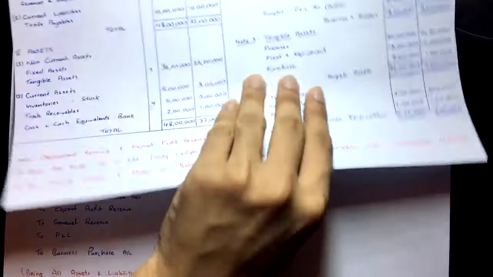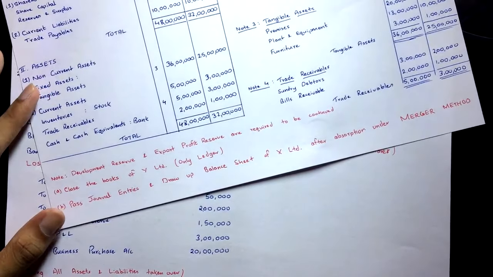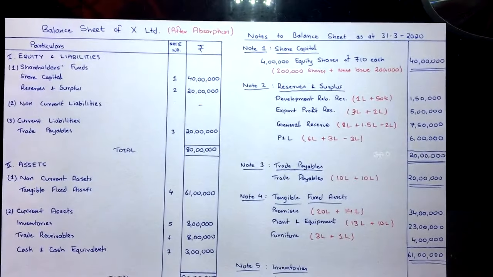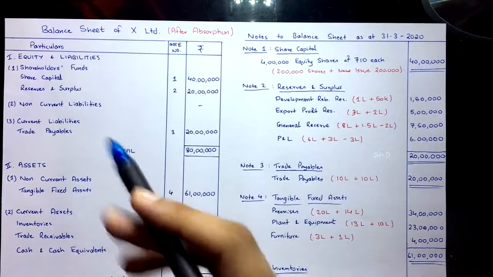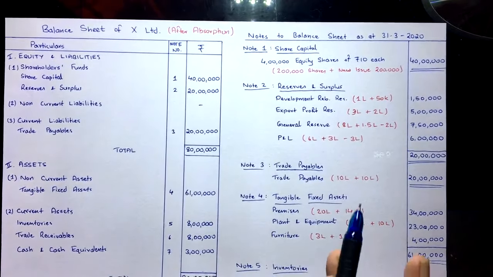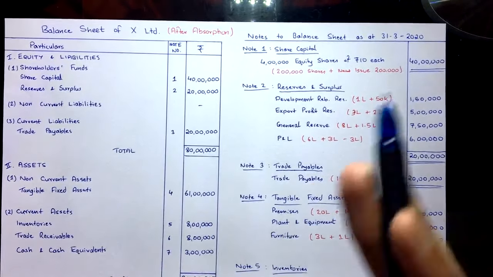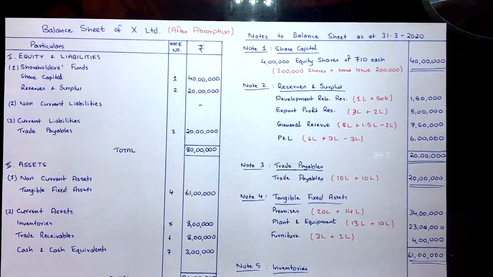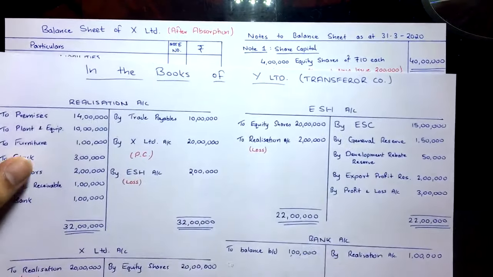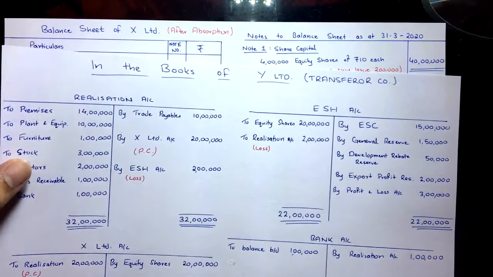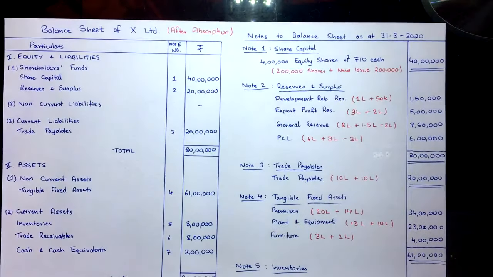The requirement, see here, draw up the balance sheet. So let's see the balance sheet. Now let's see how to prepare the balance sheet of X Limited, the transferee company. It's very simple. You don't have to look at the ledger account, the realization account and all that. You don't have to look at the books of Y Limited, the ledger accounts that you have prepared. This is deleted. You don't have to see that. Just see the question and the journal entries and prepare this balance sheet.